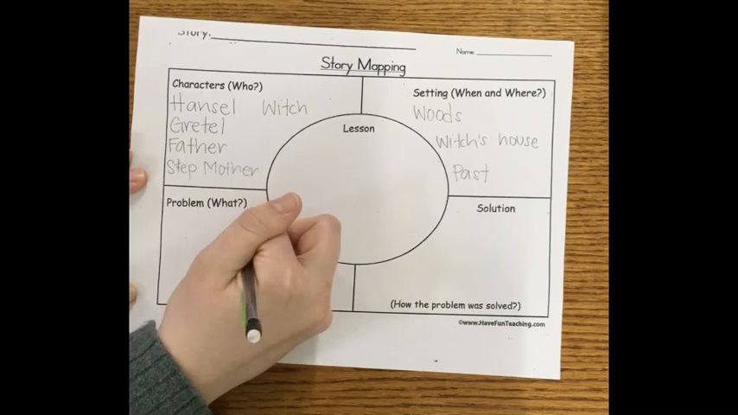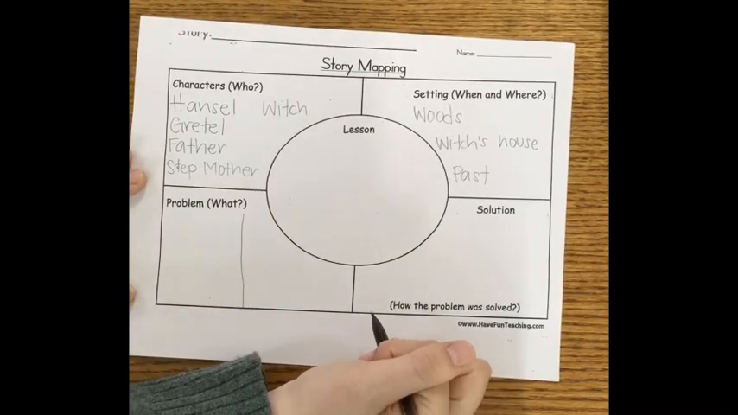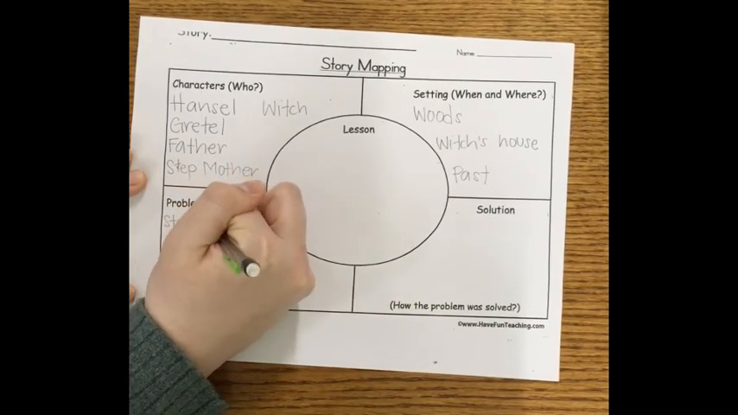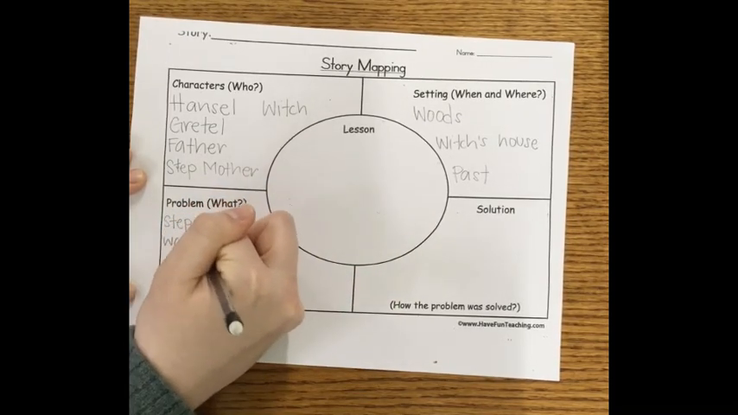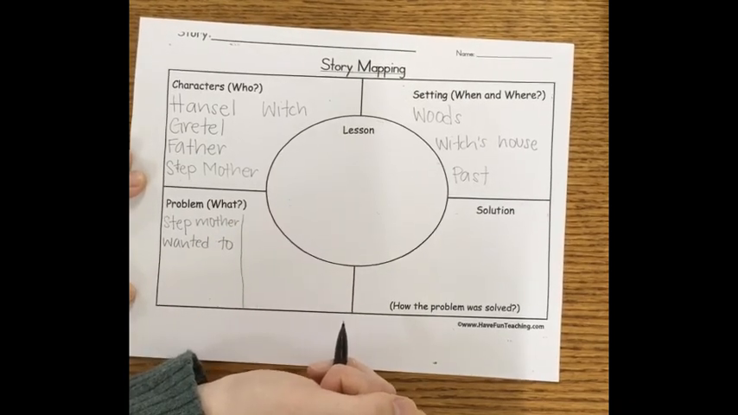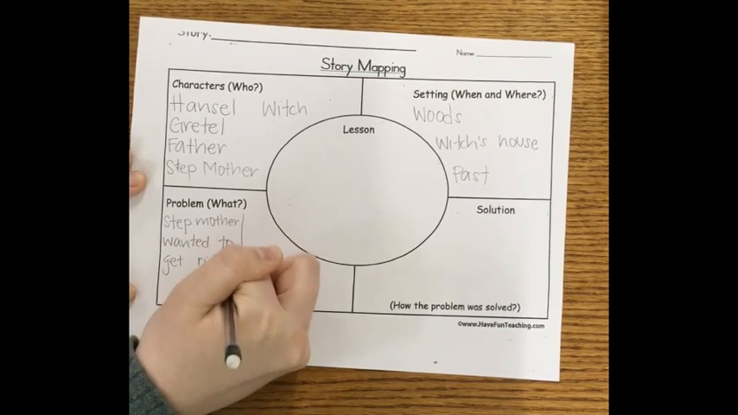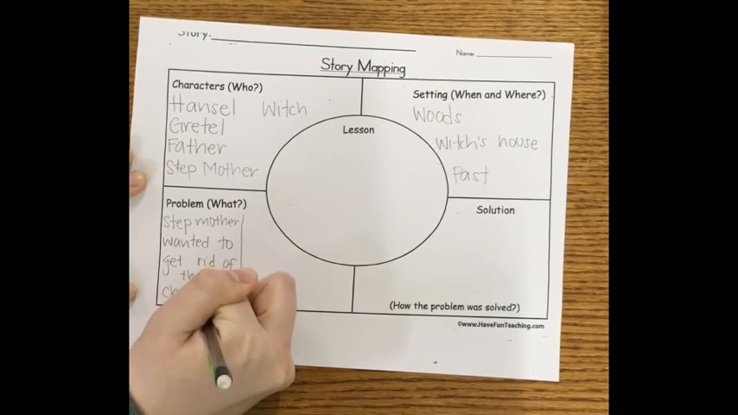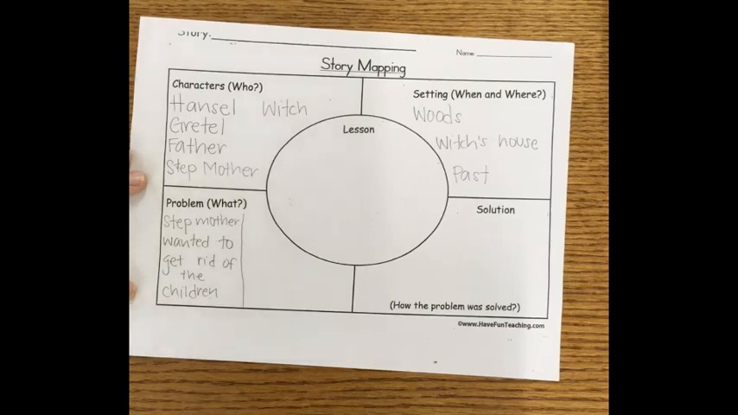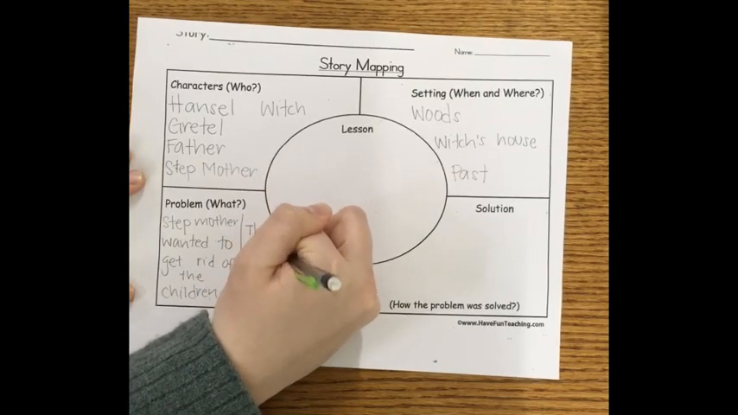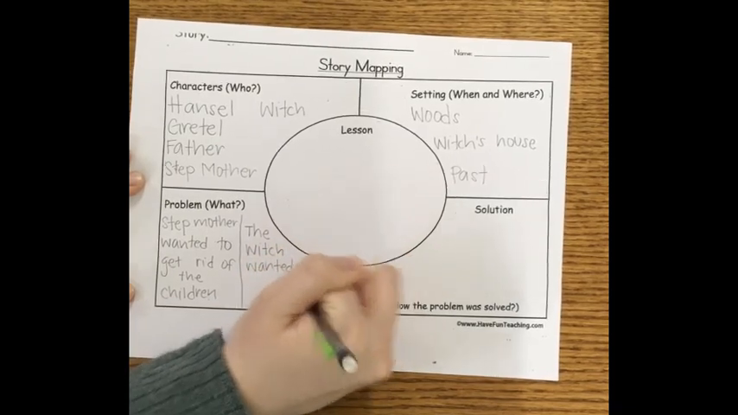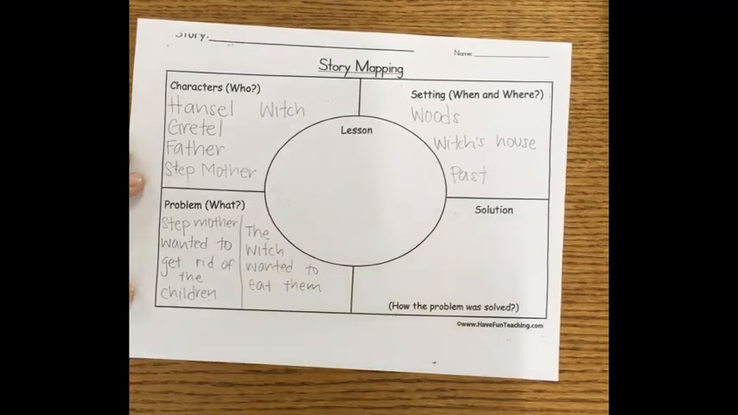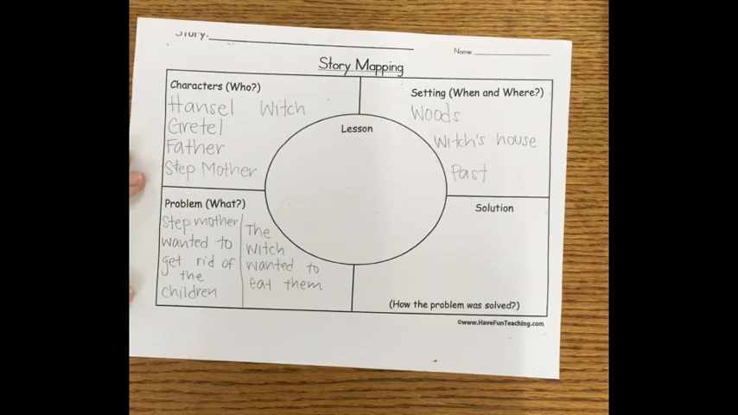Now I think there are two problems, so I'm going to split my section in half. I think one of the big problems was the stepmother wanted to do what? Get rid of the children. And then what was the next big problem that happened? The witch wanted to eat them. Definitely a big problem.